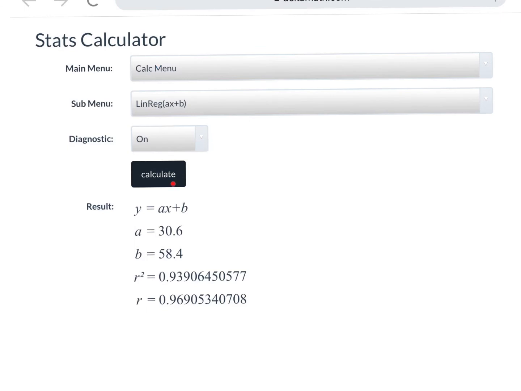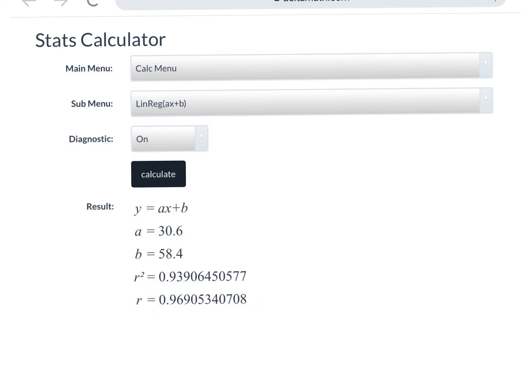So we push calculate, and here are our values. Now we ignore R squared. We also get this on our graphing calculator. So we look at our R value. First of all, this is positive. So what's that tell me? My scatter plot has a positive correlation. That means my points are going up. It's pretty close to 1. So that means this is a pretty good fit. It's a pretty strong positive correlation.